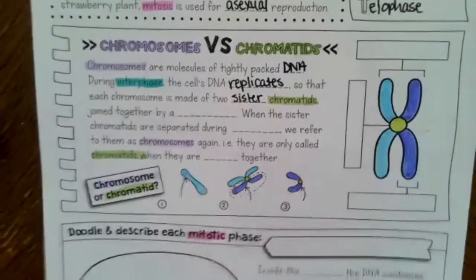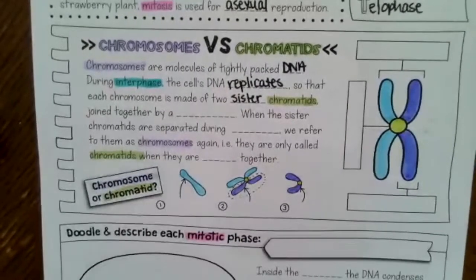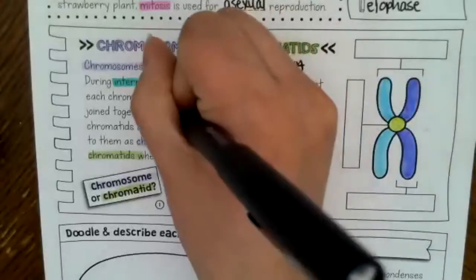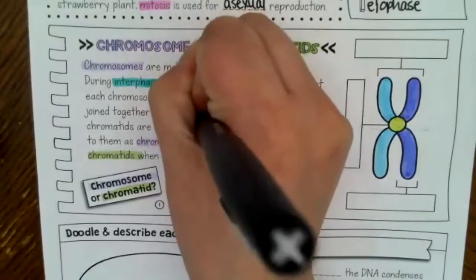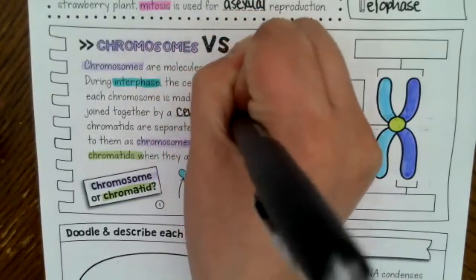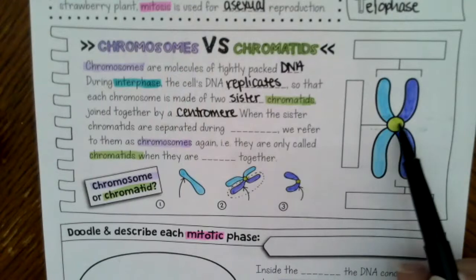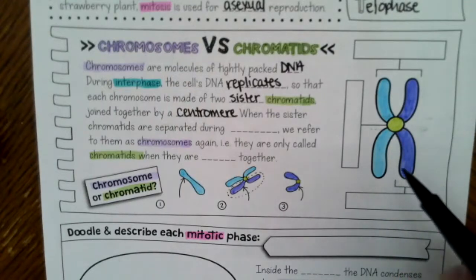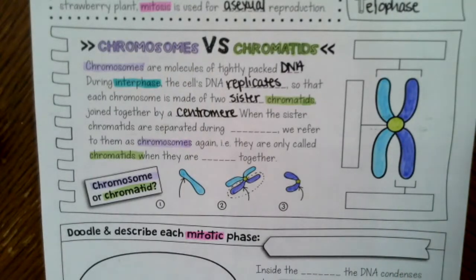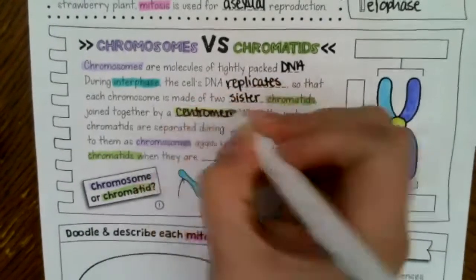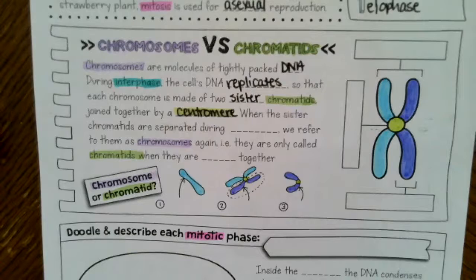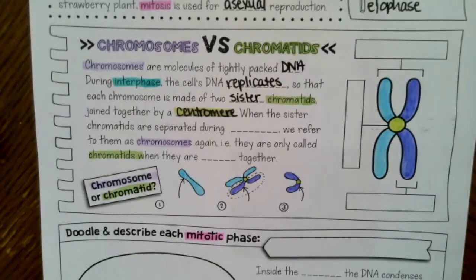Okay, anyways, so sister chromatids are going to be joined together by what we call a centromere. If you look right here in the middle, this little button looking thing is what we refer to as a centromere. I probably should have highlighted that, so I'm going to do it now. Boom, there she is. They are connected together with a centromere.